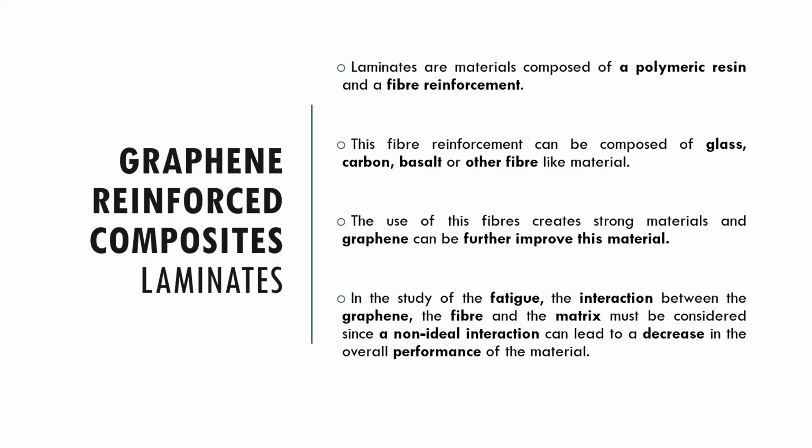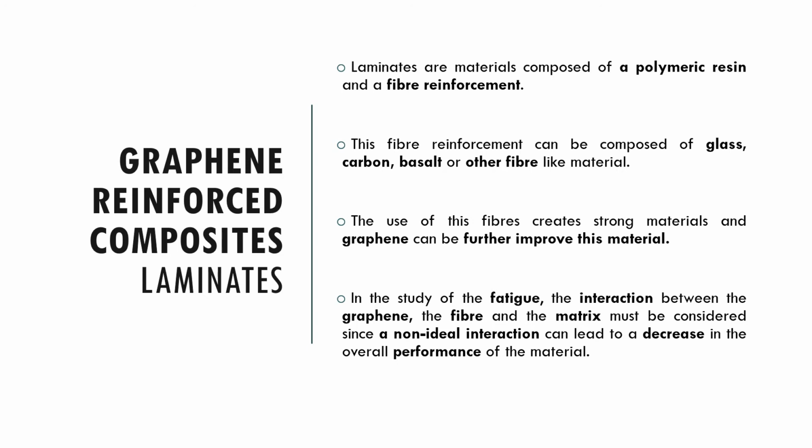Laminates are another type of graphene reinforced material. Laminates consist of a polymeric resin and a fiber reinforcement. This fiber reinforcement is usually made of glass, carbon, basalt, or other type of fiber-like material. This creates very strong materials that can be further improved with the addition of graphene.